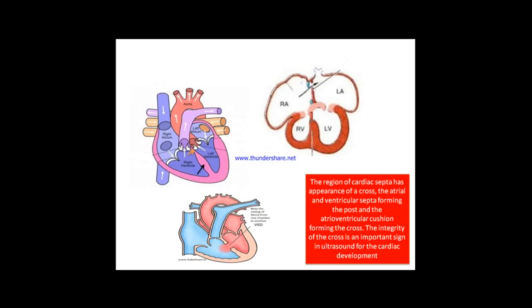So if any portion of it is absent at 12 weeks of gestation on ultrasound, we can say that there is some defect in the septum formation, either in the ventricles or in the atria, depending upon which portion of the cross is absent.